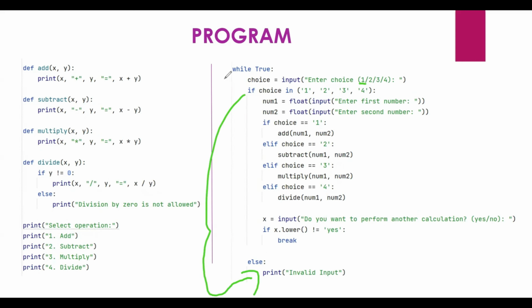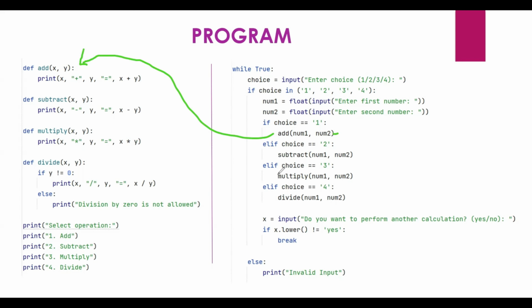Then what happens? The computer will ask the user to enter the numbers like N1, N2. After that, we are checking if choice equal to 1, then we are calling the add function. So if the choice is 1, the computer will go here. Suppose imagine X and Y are 5 and 10. So it will print like 5 plus 10 equal to x plus y. x plus y is 5 plus 10, which is 15.